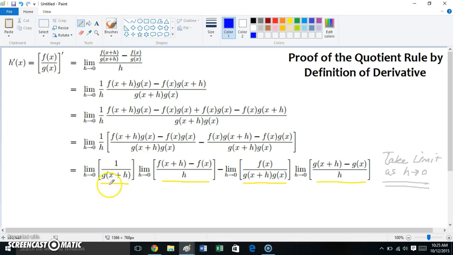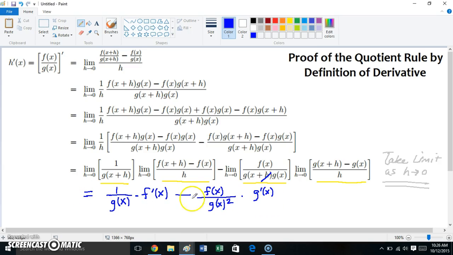So we're going to take the limit of 1 over g of x plus h as h approaches 0. That's just going to become 1 over g of x because h can go to 0 without any problems. The second piece, the limit of f of x plus h minus f of x over h, that is f prime of x by the definition of derivative. All right, we have minus the limit of f of x over g of x plus h times g of x. We can let h go to 0. That's not a problem. We'll be left with f of x over g of x times g of x, or g of x squared. The next limit of g of x plus h minus g of x over h, that is g prime of x.